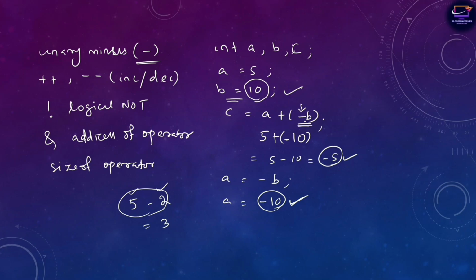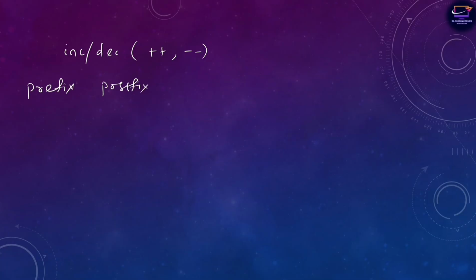Okay, next is our increment and decrement operator. See, increment and decrement. For increment we write plus plus, for decrement we write minus minus operator. Okay, so we can use it in two cases: one is prefix, another is postfix. Prefix, postfix, we already know.